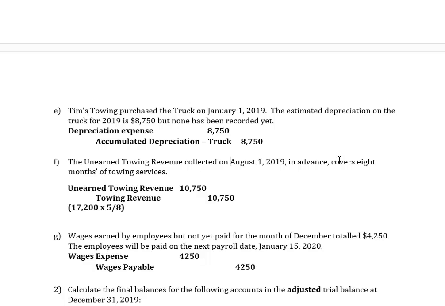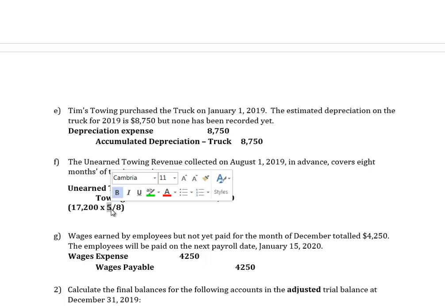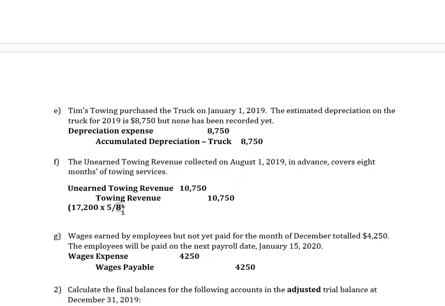That's 5 months. But this $17,200 is for 8 months. So we want to allocate 5 months to the current year of the entire 8 months that the $17,200 covers. So we have, in essence, provided services to our customers by providing towing. So we've reduced our liability by $10,750 over the 5-month period from August to December of this year, and that means we've earned towing revenue of $10,750.